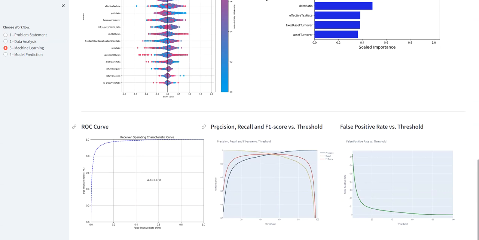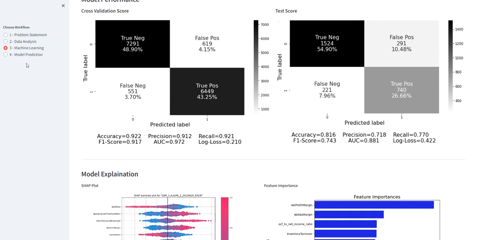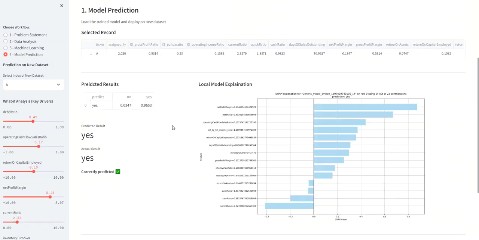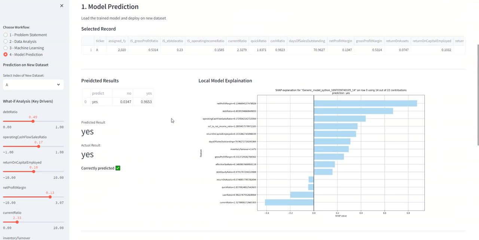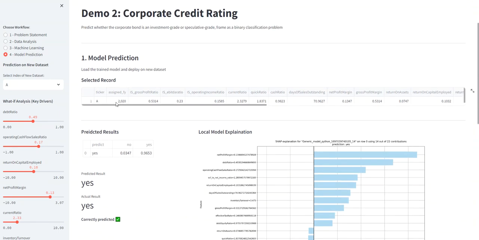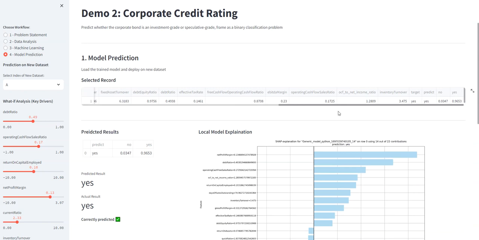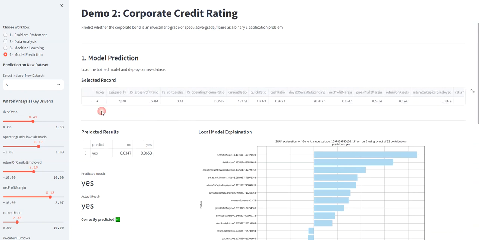And again, this is the ROC curve, precision recall, false positive, and threshold. If you are not a data scientist, just ignore these. Model prediction is where we have trained the model and we try to forecast into the future. Given the financial statement of the company, we're going to give their credit rating, right?